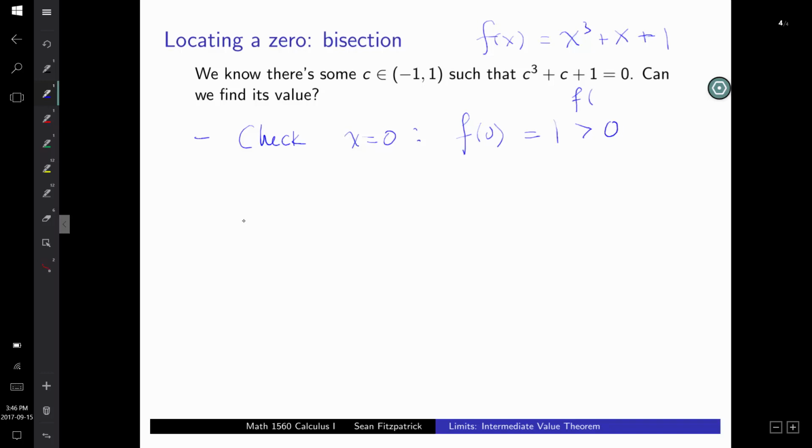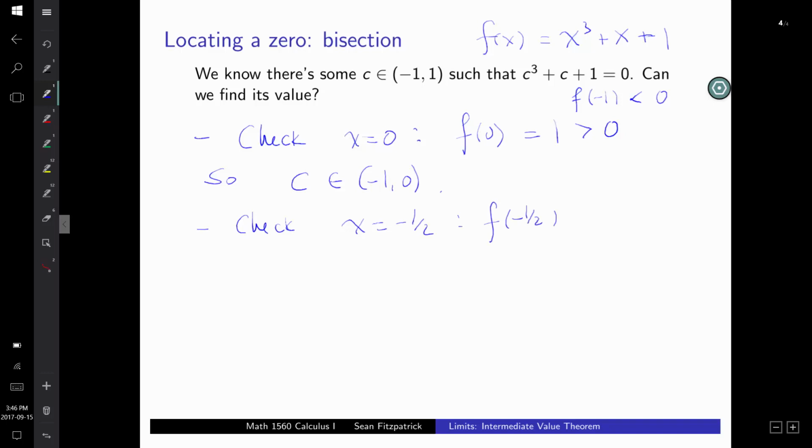And remember, we knew that f of minus 1 is negative, right? So it's already positive at 0. That means now that sign change we're looking for, that switch from negative to positive, it's not happening between 0 and 1. It's happening between minus 1 and 0. So now we know that c is between -1 and 0. And now we divide in half again. So we check the midpoint here. So we check x equals -1/2.